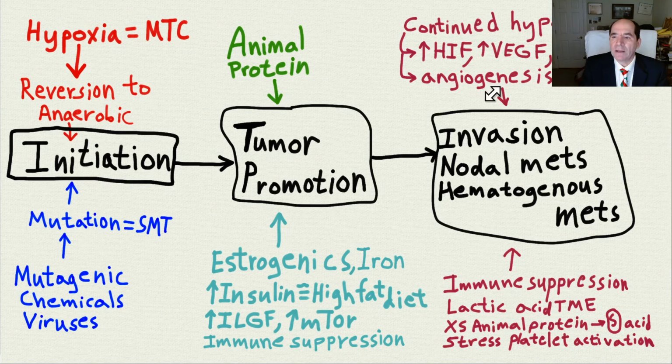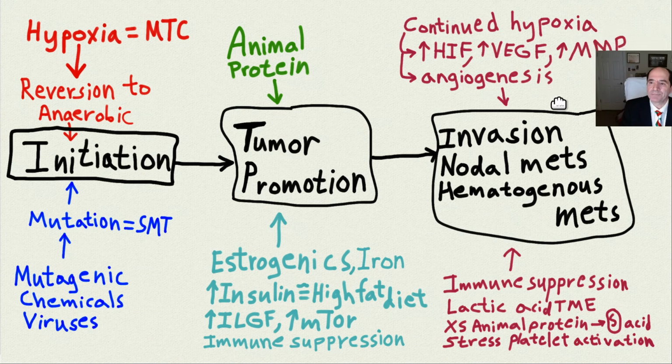An overview of cancer, just the gist of cancer, is that basically hypoxia, this is the metabolic theory of cancer, causes injury to the mitochondria. You get initiation of tumor. Tumor starts. Here's the somatic mutation theory. Some mutagenic toxic chemical or a virus damages DNA, and then that's initiation.